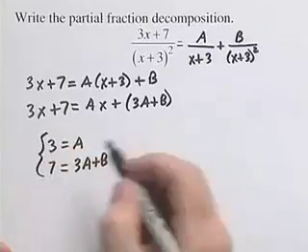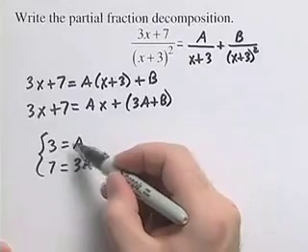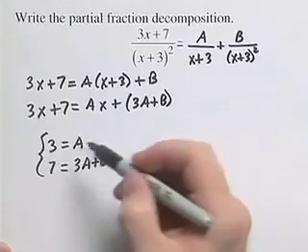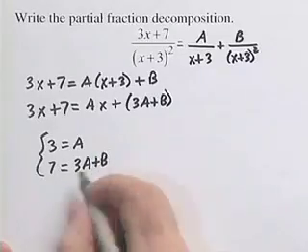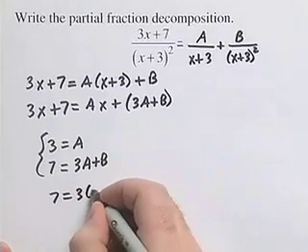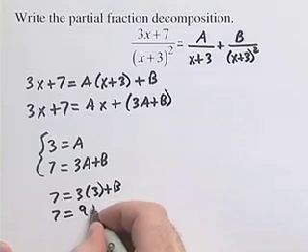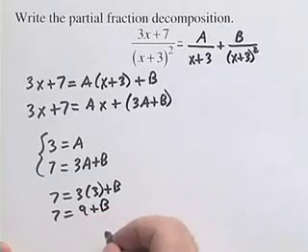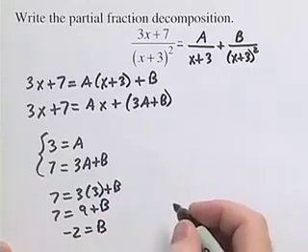So this gives us a system of equations in two variables, but we can see in the first equation a is equal to 3, so that already tells us what a needs to be. We can substitute that into our second equation to find out b. So we'll have 7 is equal to 3 times 3 plus b. 7 is equal to 9 plus b. Subtract 9 from both sides, and we'll see that b is equal to negative 2.